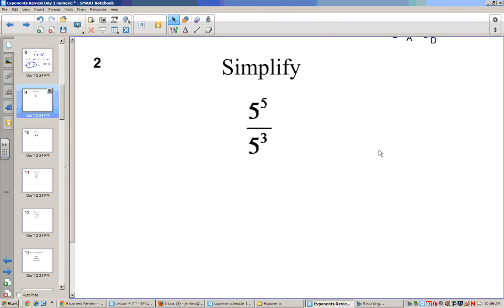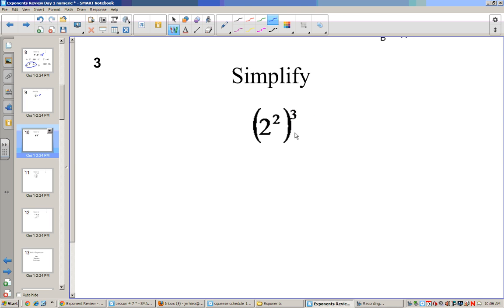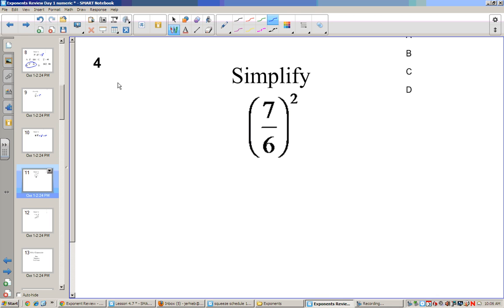All right, now if I have 5 to the fifth over 5 to the third, pause the video and see if you can do it on your own. Hopefully, you just subtract the exponents, 5 minus 3, so this is just 5 squared. Do this one on your own, see what answer you get. This should be 2 to the sixth, and 2 to the sixth is equal to 64. Now this is 7 squared over 6 squared, so that's just 49 over 36.